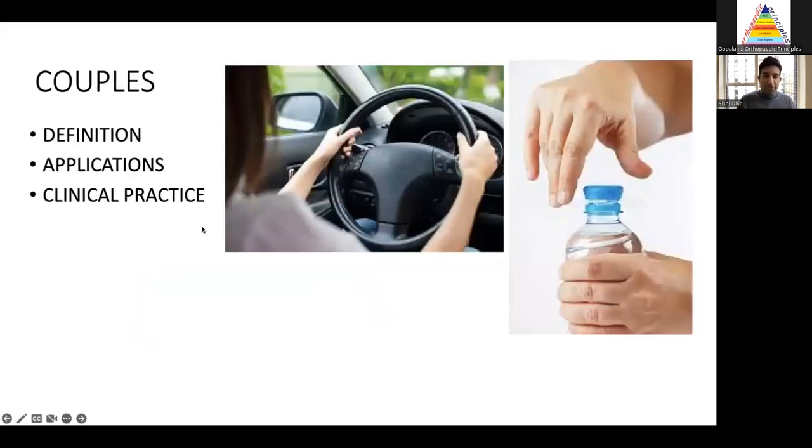As I mentioned, couples, we're not talking about relationships here, we're talking about biomechanical concepts. So a couple is literally defined as a pair of forces which is equal, parallel, non-collinear, and they act in opposite directions. So the analogy that I think of is, imagine you're driving a steering wheel. You've got one force which is acting that way and one which is acting the other way. So they're acting in opposite directions. When you open a bottle, you've got forces acting in different directions. They're equal and opposite and non-collinear, okay? But we also need to know about applications of couples in clinical practice, okay?